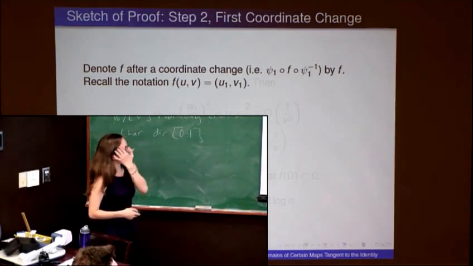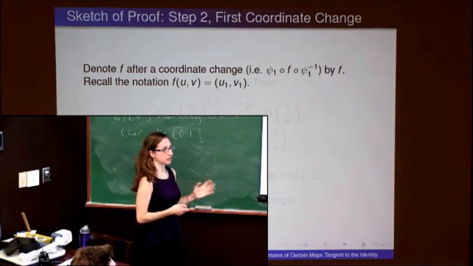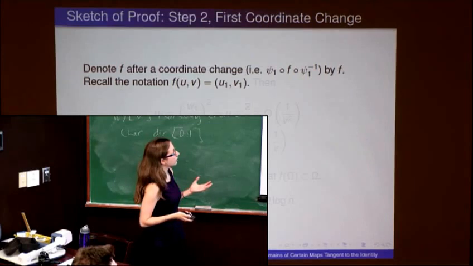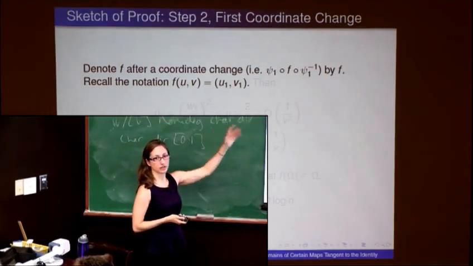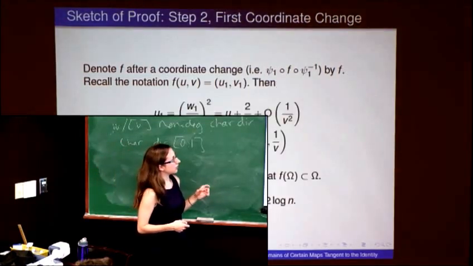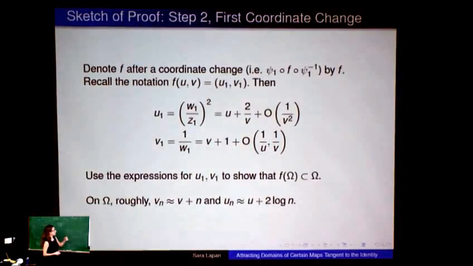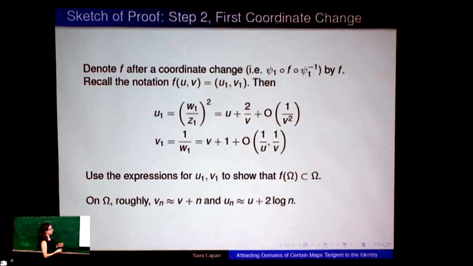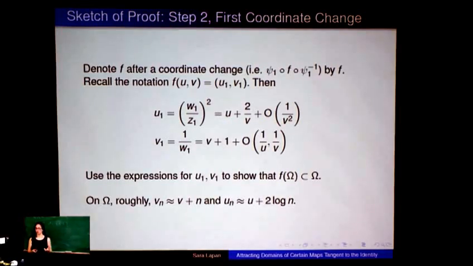Okay, so we're going to denote f after a coordinate change still by f, and recall this notation, so f of uv equals u1 comma v1. So now we want to see what happens to u and v after we apply f. So just by definition, we have that u1 equals w1 over z1 squared from the coordinate change, and then after a little computation, we get that u1 equals u plus 2 over v plus terms of order 1 over v squared.